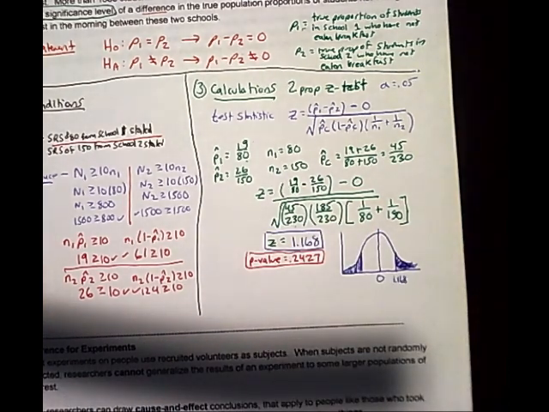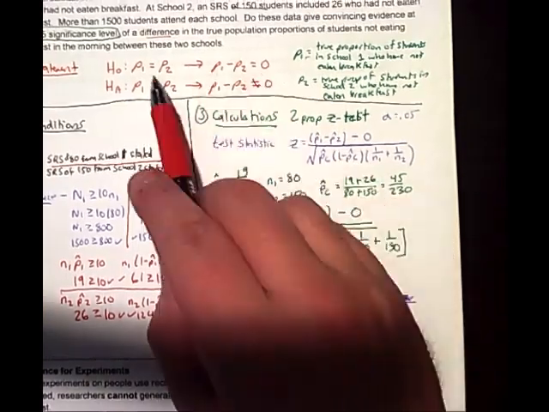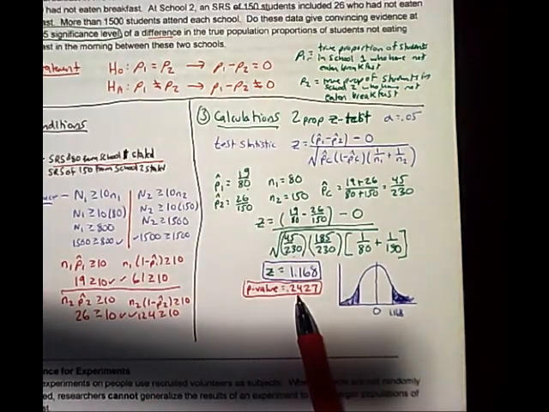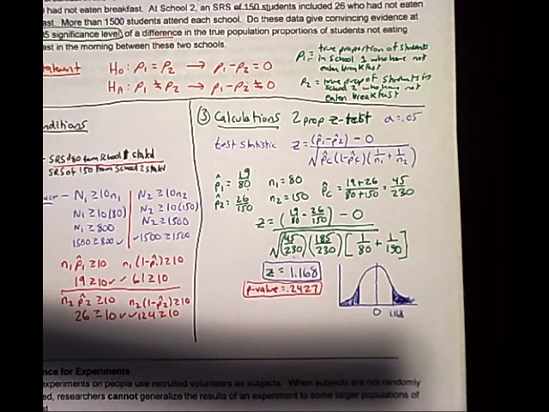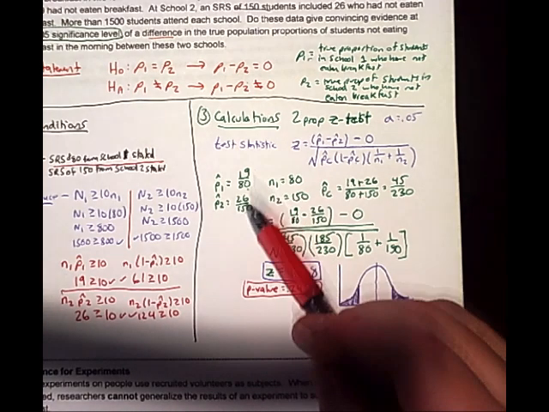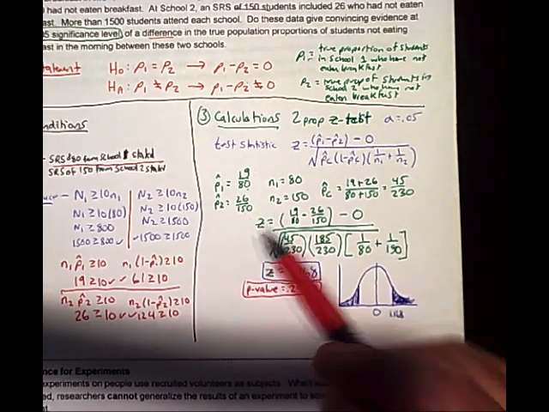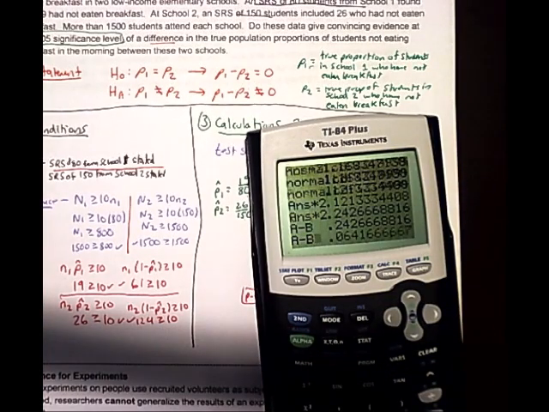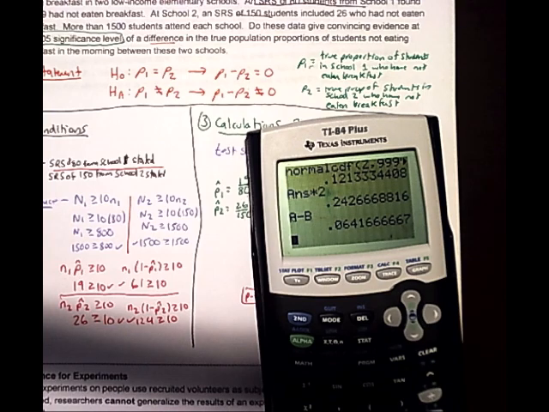So what does that mean? Assuming that this is true, assuming that there is no difference, there's a 24.27% chance that I would observe a difference as great as this. What was that difference? A minus B. Okay, there was a 6% difference.